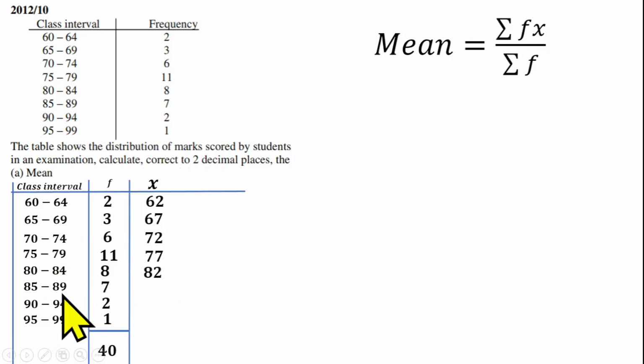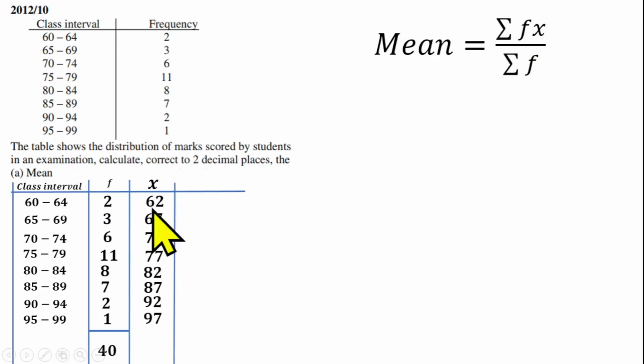And 85 plus 89 divided by 2, 87. 90 plus 94 divided by 2, 92. 95 plus 99 divided by 2 will give us 97. Now that we have our x, we can compute our fx.